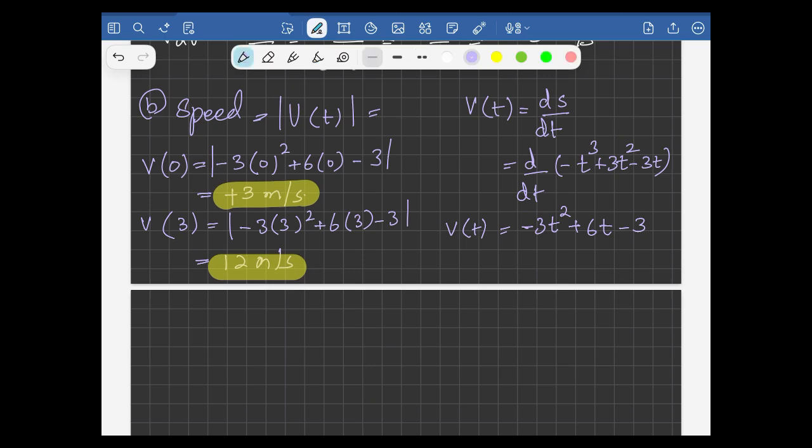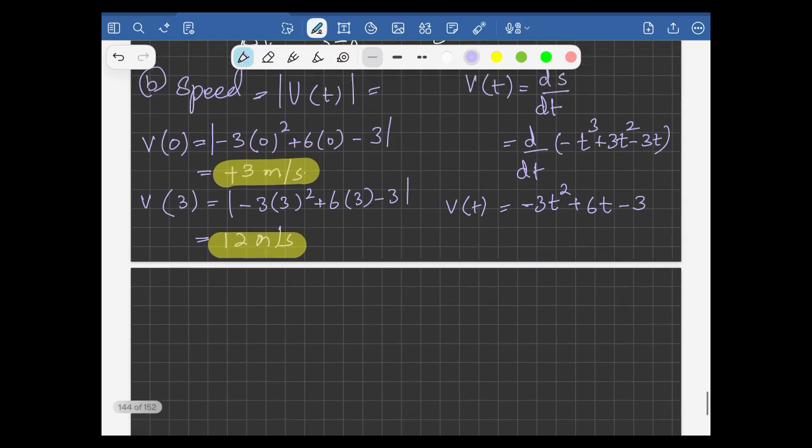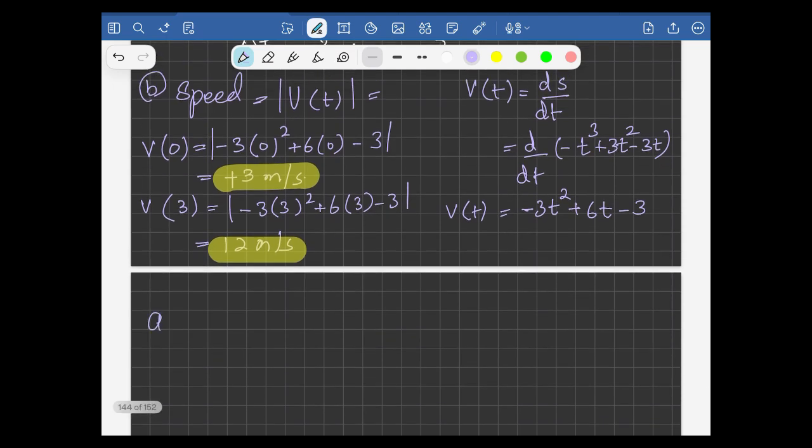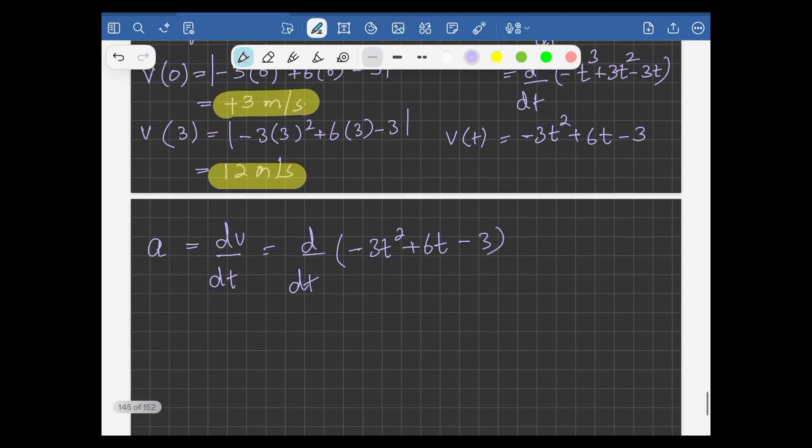Second part of the question said find the acceleration as well. And what's the acceleration? As we know, acceleration is the rate of change of the velocity, dv over dt. The velocity is minus 3t squared plus 6t minus 3. When we take its derivative, it's going to be minus 6t plus 6.